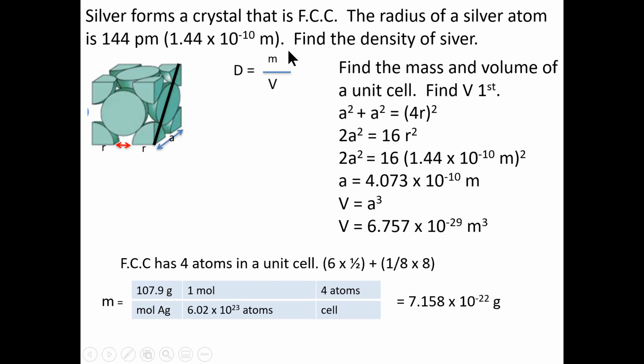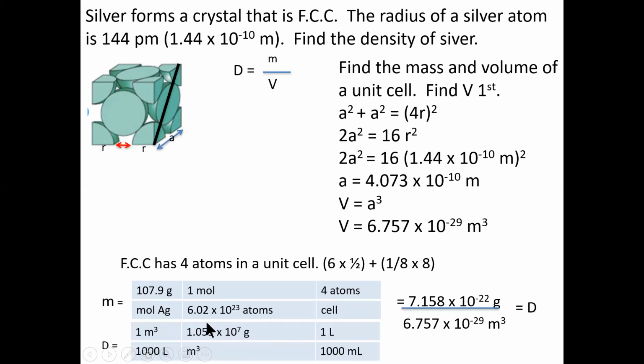Well, we know the mass, we know the volume, we calculated it. Now we're ready to calculate the density of this silver cubic cell. So it's mass divided by volume. There's the volume, there's the mass. When we divide those two, we get the density. Now, I'm going to show it here. There's the answer. It's 1.059 times 10 to the 7 grams.